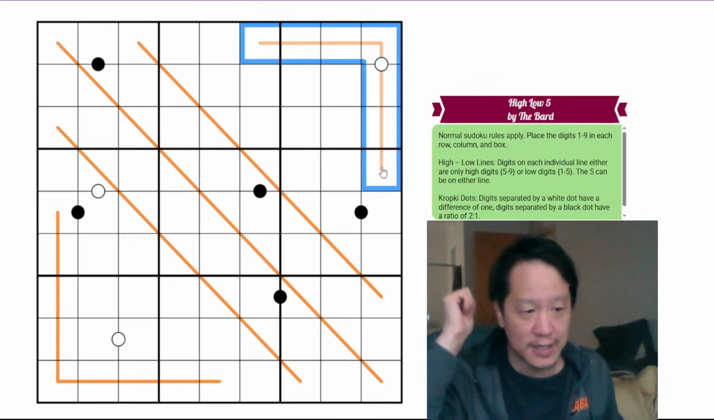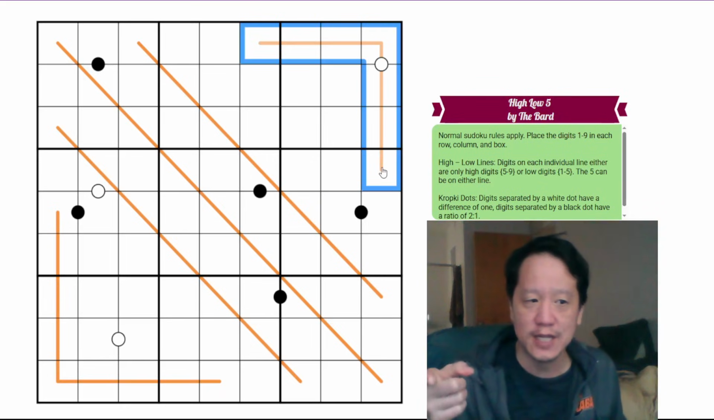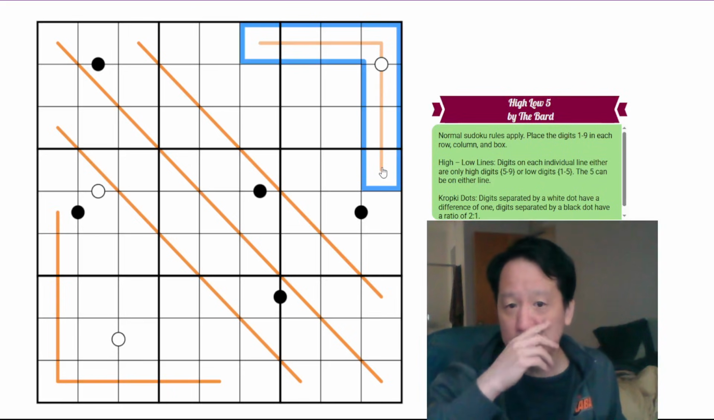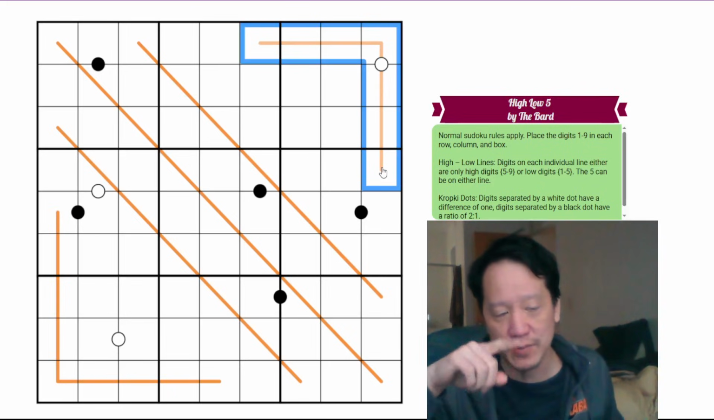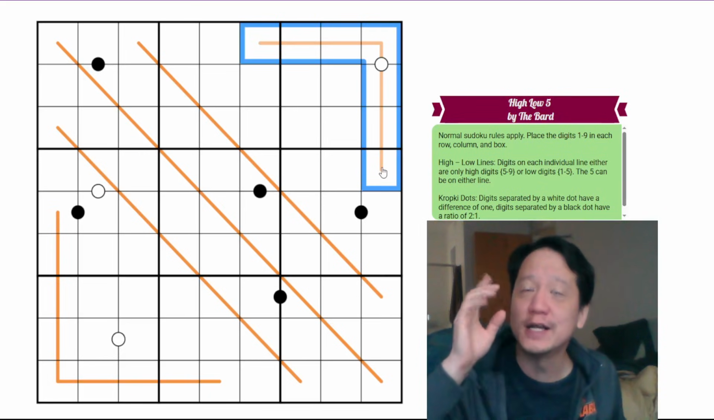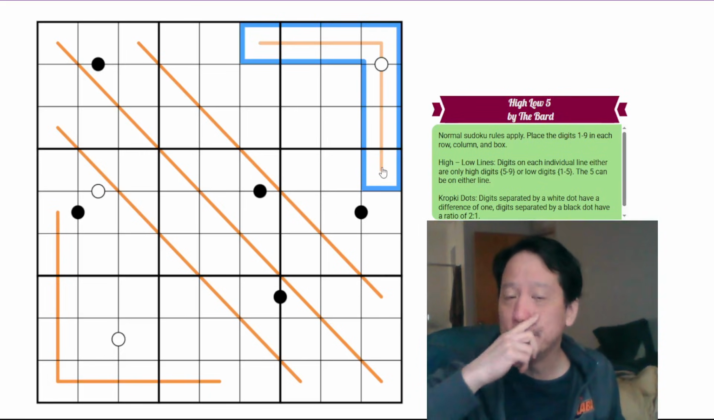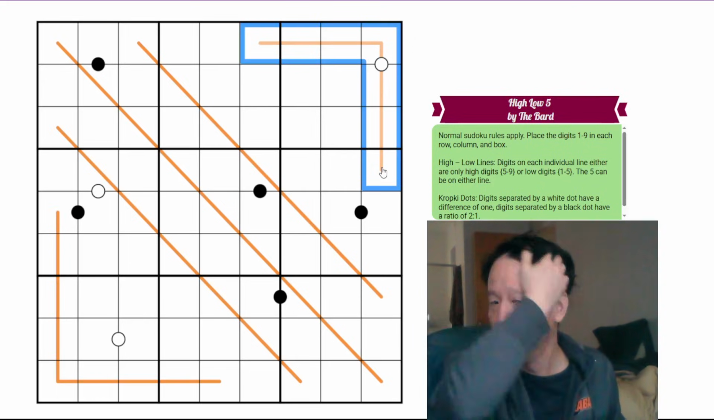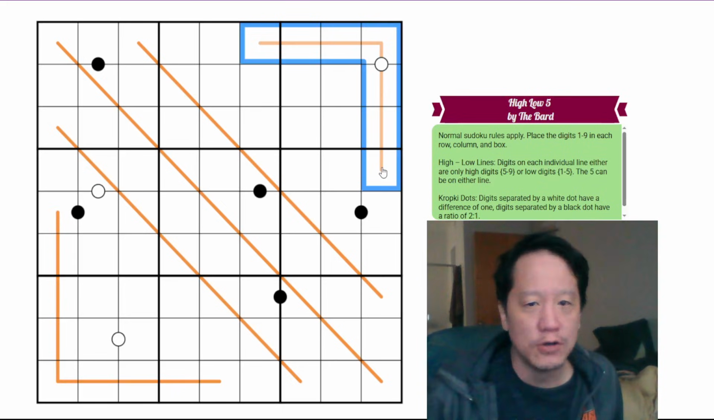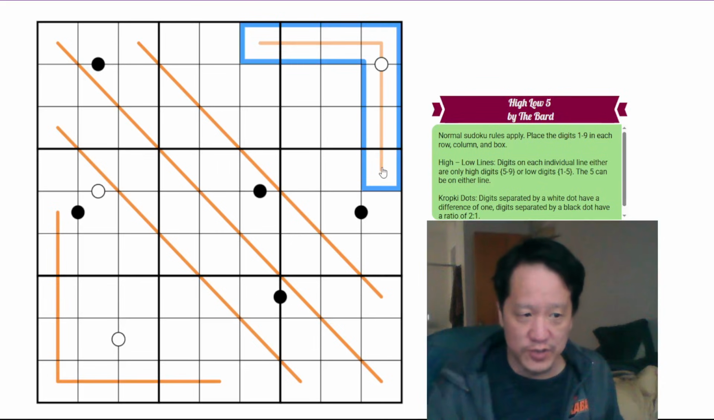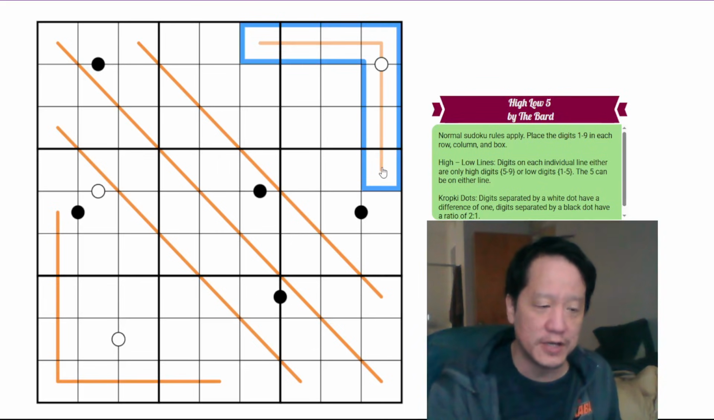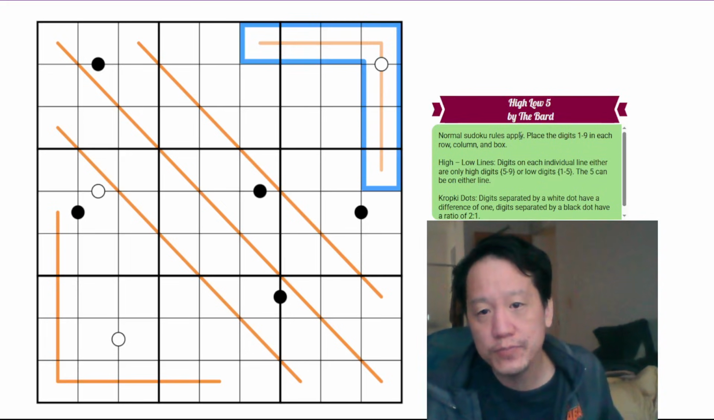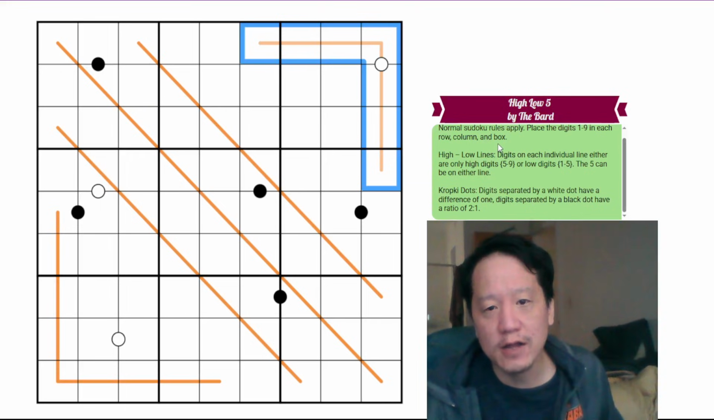If it contains, say, a 9 here, you cannot have any digits from 1 through 4. Or if it contains a 3 on this line, you cannot have any digits from 6 through 9. So we know on these high-low lines, they're either all one type of digit or all the other type, with 5 being able to be on either type. So that's how high-low lines work.